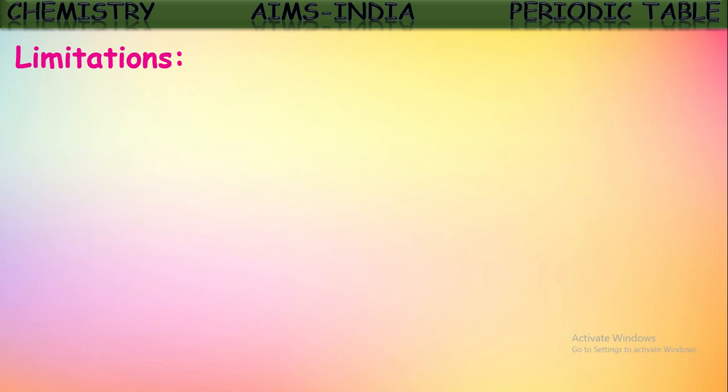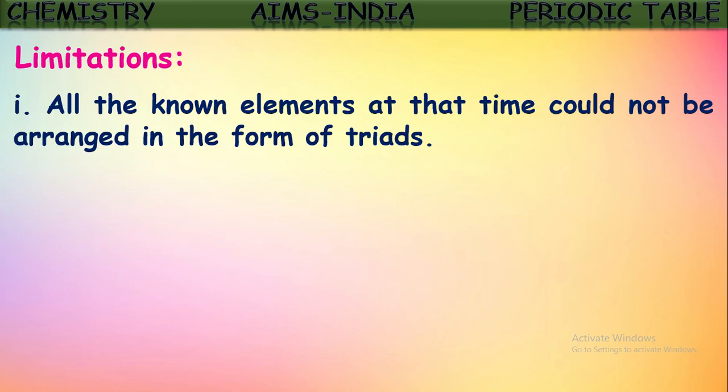But there are some limitations. What are those? Let us see. All the elements known at that time could not be arranged in the form of triads. Yes, he arranged three elements with similar chemical properties as one set and called them triads. While he was giving this classification, some elements were known, but he was not able to classify all the known elements into these triads.